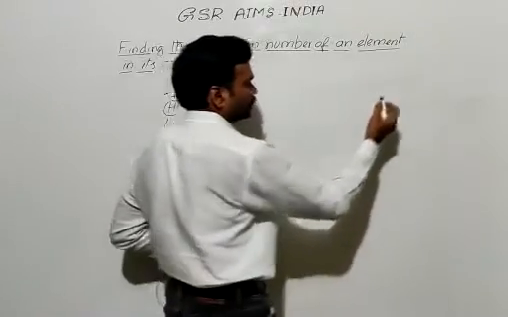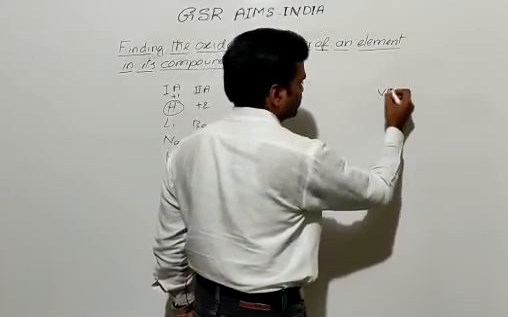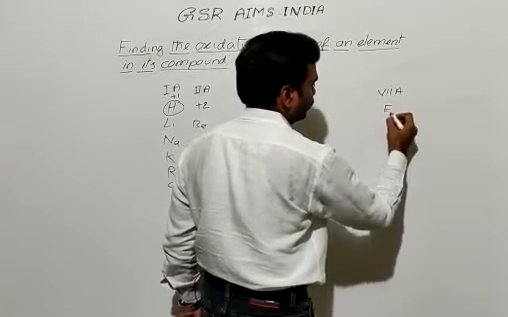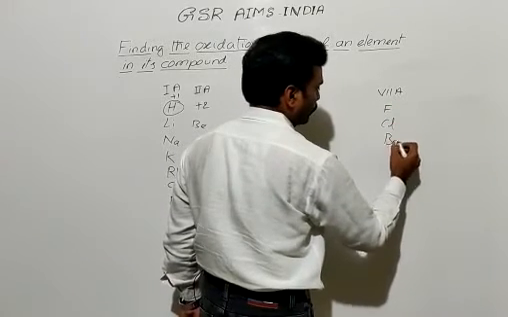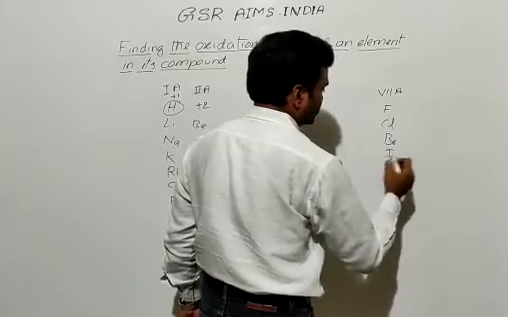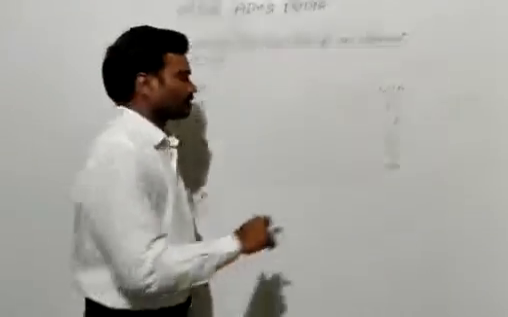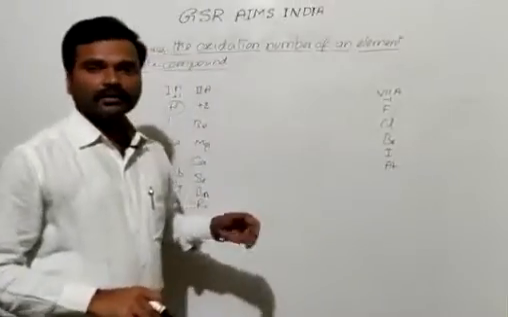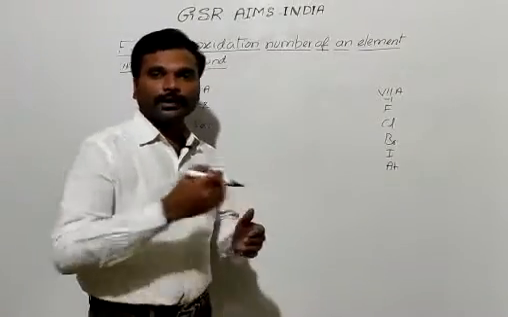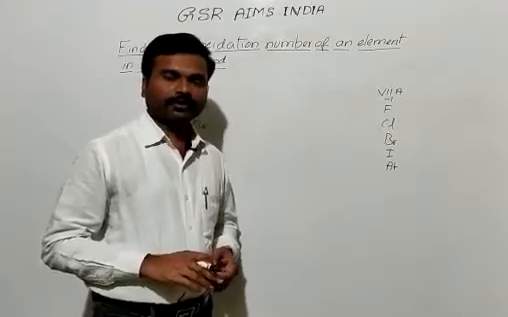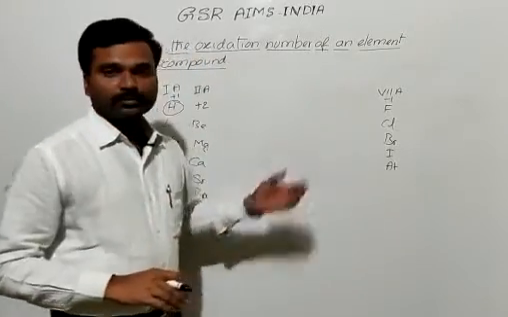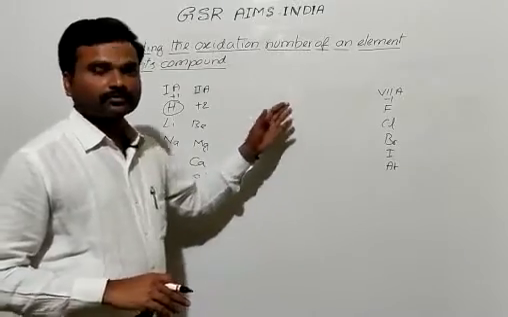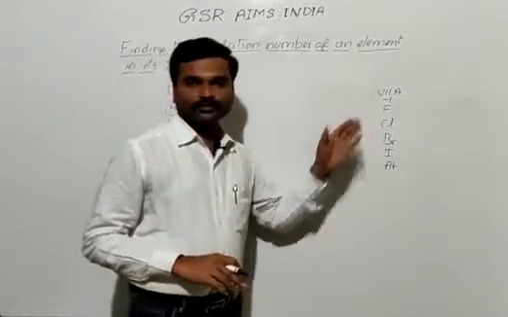And then the 7th A group elements, at the extreme right side of the periodic table. They are fluorine, chlorine, bromine, iodine, astatine. These elements show oxidation number -1 in most of the cases, until and unless they react with a more electronegative element than those. In those cases, they may show positive oxidation numbers also. But in most cases they show -1 oxidation state.